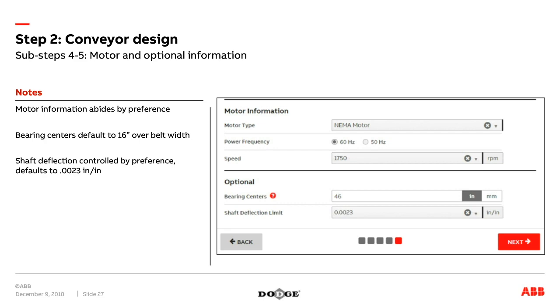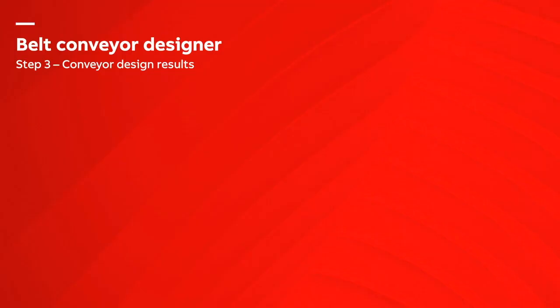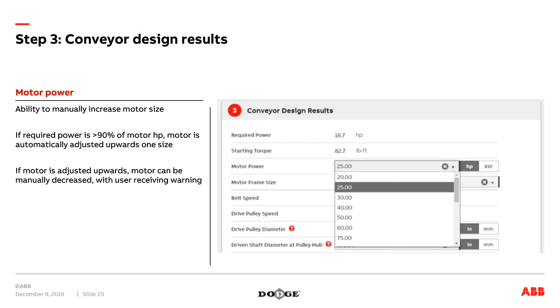All right, so conveyor design results. When we get to the motor power, you have the ability to manually increase the motor size as needed. Ultimately, if the required power is greater than 90% of motor horsepower, then we're automatically going to go up one size in the motor.